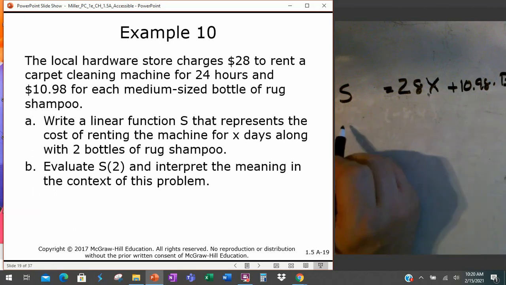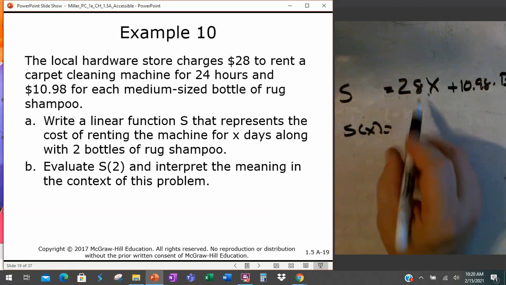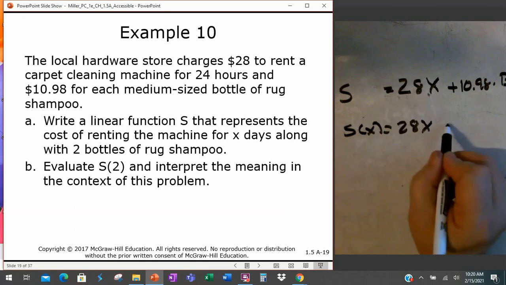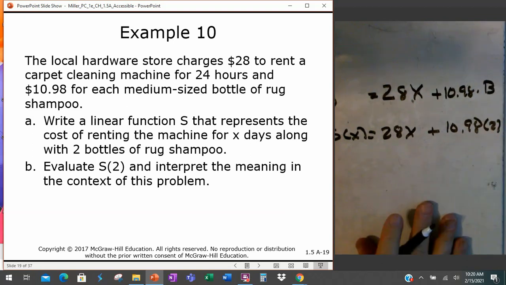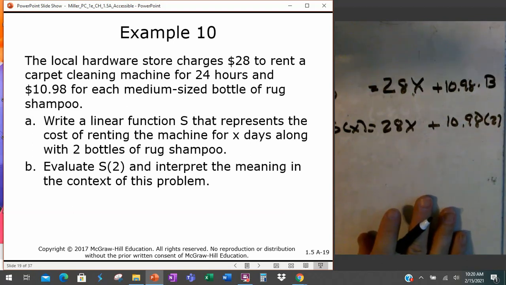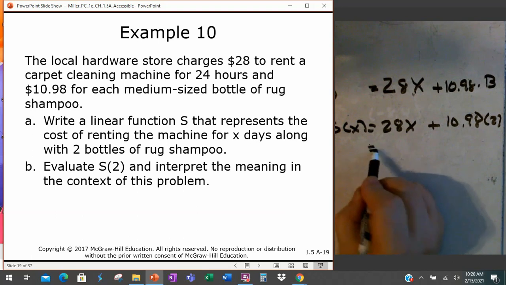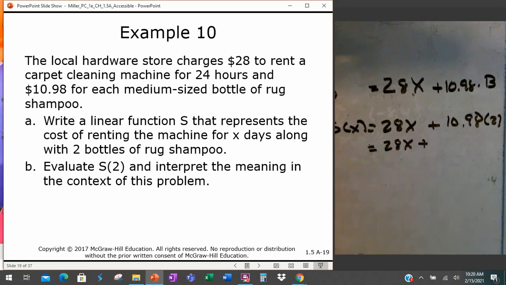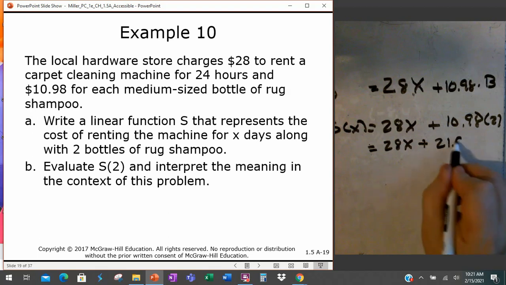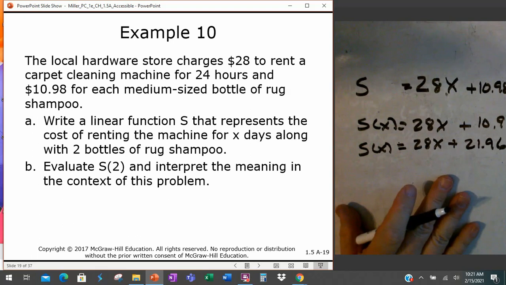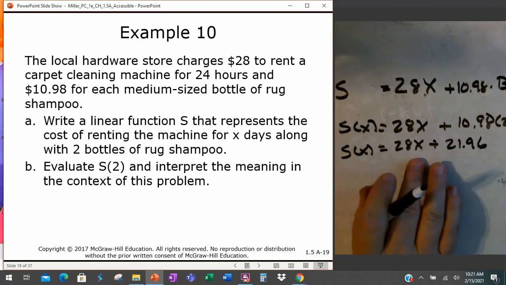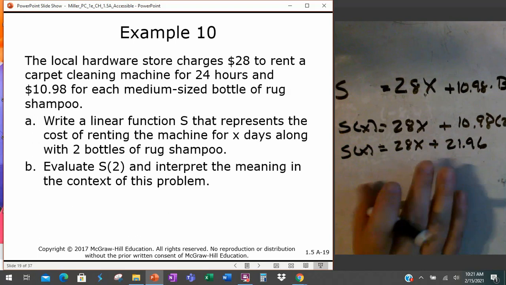So now we know what the B is, our S of X, because now we've reduced it down just to X. 28x plus 1098 times our 2. Okay. If I hit my calculator on that, this is just going to be 2196. Okay. So that's our calculator. Once we know this, we just say, well, tell me how many days you're going to do this. You've got 2 bottles. I've got that figured out.